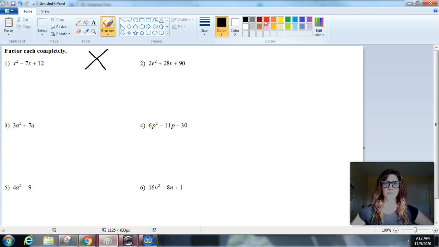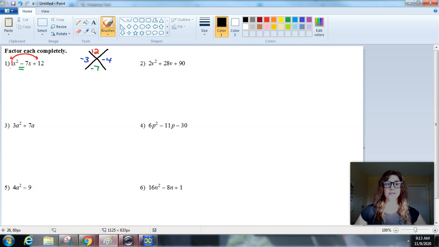What you're going to do is multiply the first and the last term. Okay, so this is a 1. 1 times 12 is 12. The middle term is the bottom. That's your b value, so that'll go on the bottom of it. And your goal is to figure out, what times what gets me 12, but if I add them, will get me a -7. So in this case, it would be a -3 times a -4 is going to get me positive 12. -3 plus -4 gets me a -7.